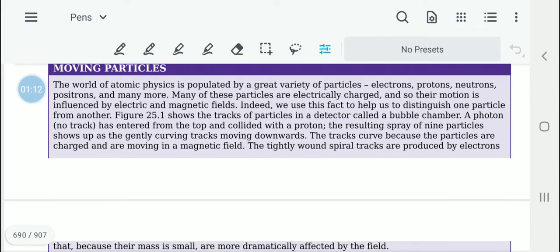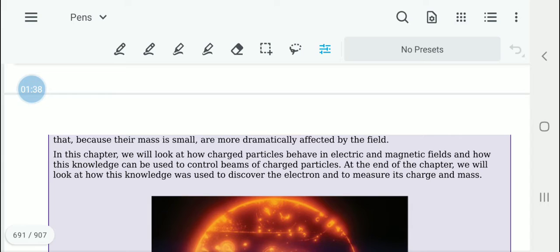So moving particles, electrons, protons, neutrons, positrons, and many other different particles are there. A lot of these particles are positively or negatively charged. If they are charged, they have the ability of influencing electrical and magnetic fields and also causing different fields. So by their deflections, or how they vary in their path when subjected to an attraction or a repulsion from another charge, we get an idea as to what these particles are.